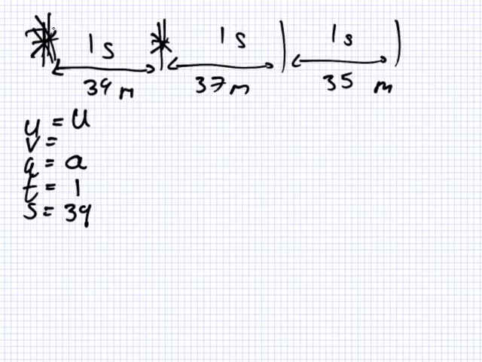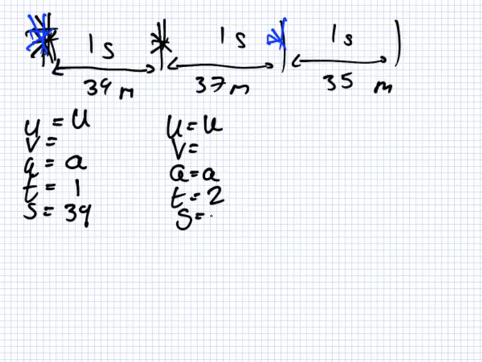Let's look at from here to here. What's the U? We don't know. The V? Don't know. A, don't know. T, 2, S, 39 plus 37, 76. Yeah? Yes? So here we can say, look carefully, S.